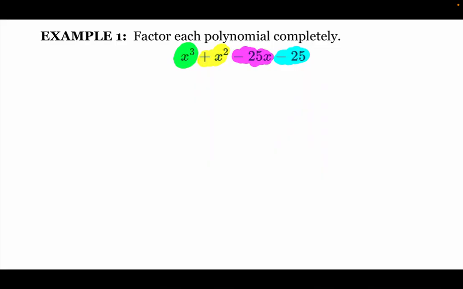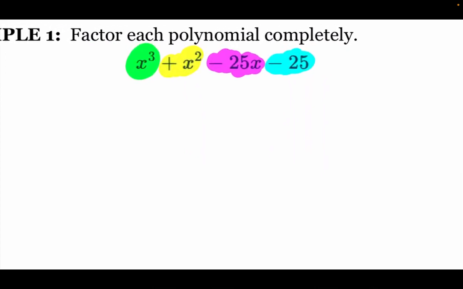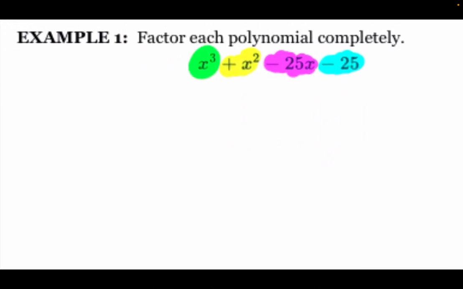So the first step is, is it in standard form? Meaning, does it go from the big power to the next big power, to the next big power, to the next big power, to the lowest power? Yes, it already does that, right? Goes from 3rd, 2nd, 1st, no power. Okay, so step 1, done.